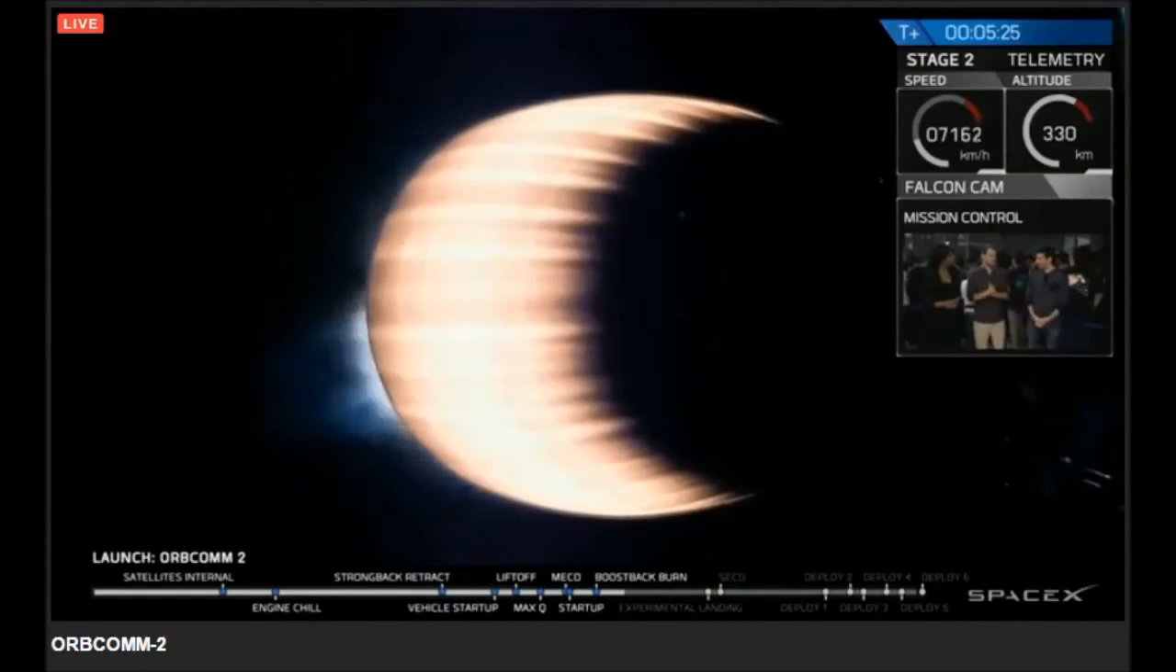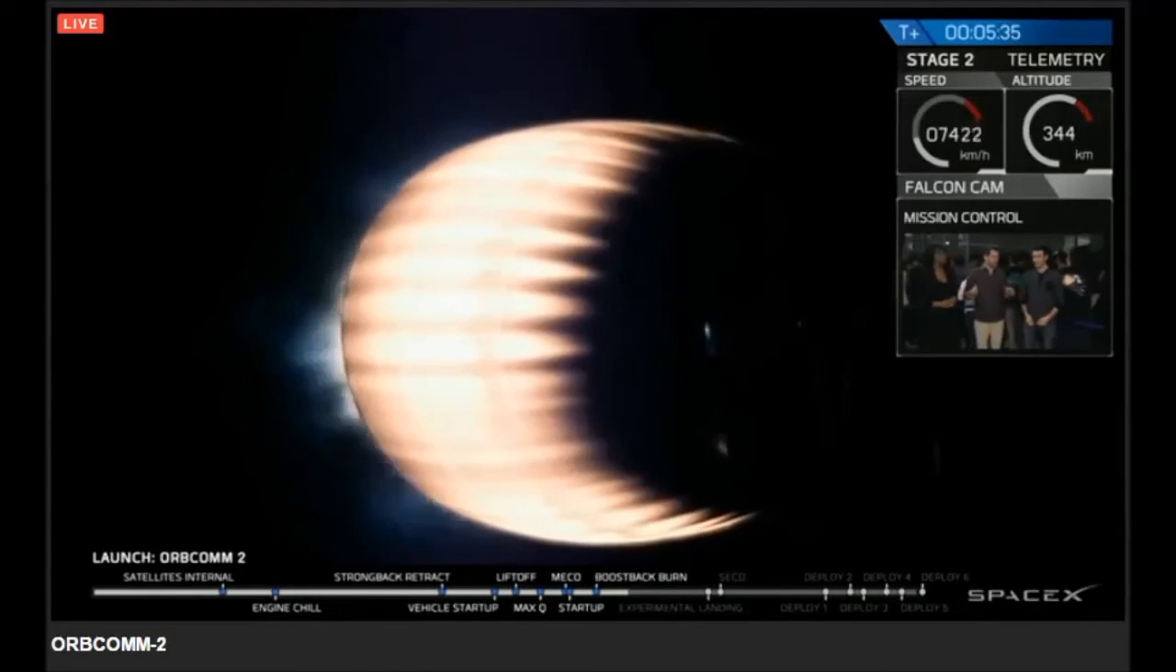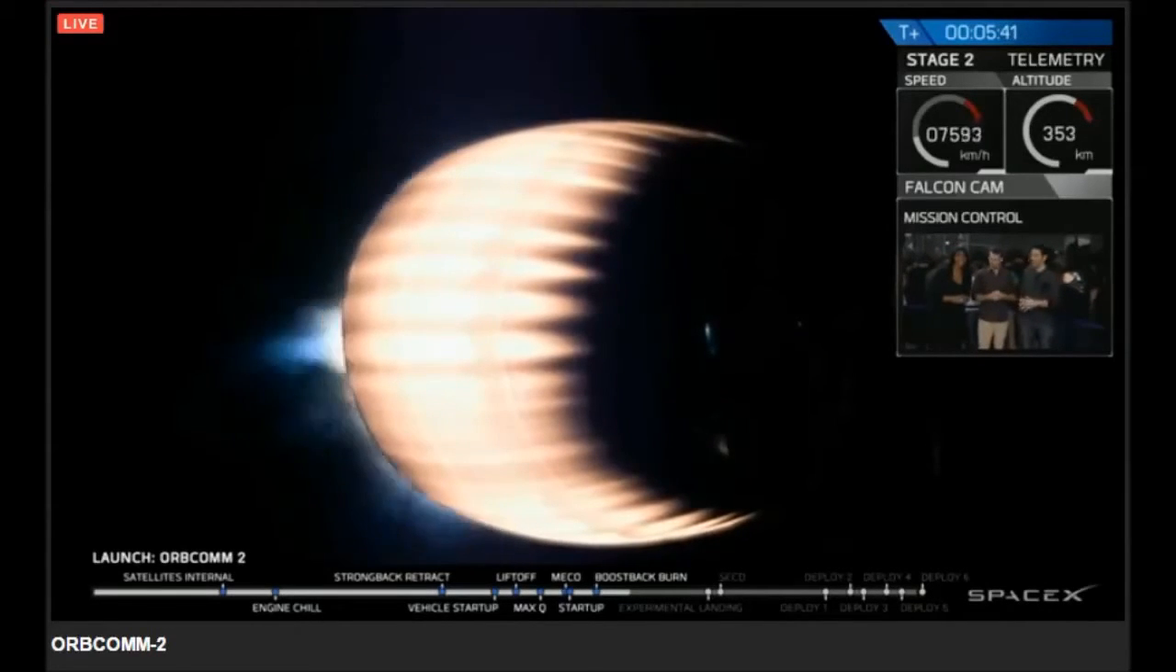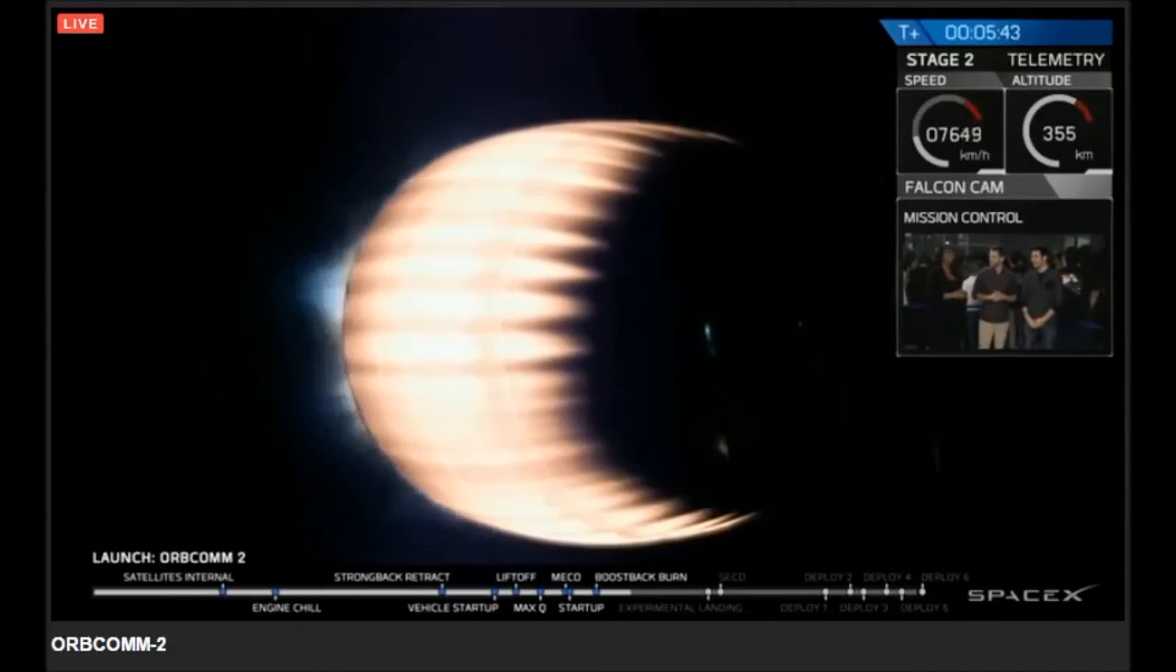So far, so good. Yeah, that boost back burn is going to go on for 30 seconds, and then it's going to cut off. We're going to flip the stage back around, and as we enter that atmosphere, those grid fins are going to pop out and start the guidance through the atmosphere. And so we're about 4 minutes away from when it would touch down, right? Exactly, yes, about 4 minutes away.